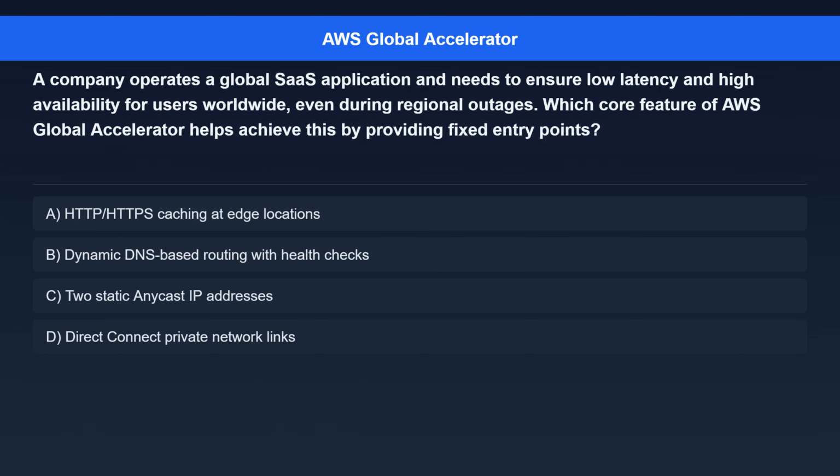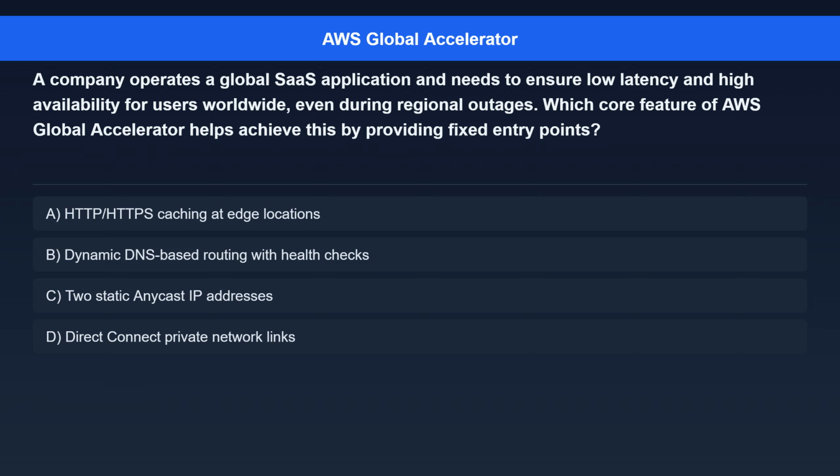Question 1. A company operates a global SaaS application and needs to ensure low latency and high availability for users worldwide, even during regional outages. Which core feature of AWS Global Accelerator helps achieve this by providing fixed entry points? Option A. HTTP/HTTPS caching at edge locations.